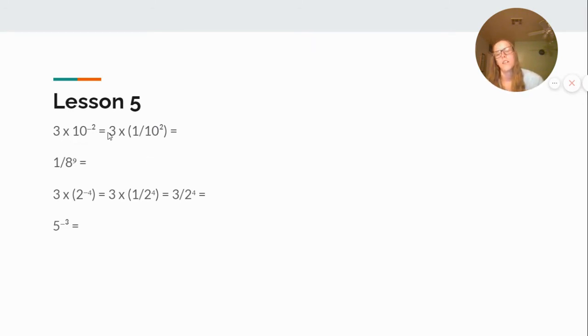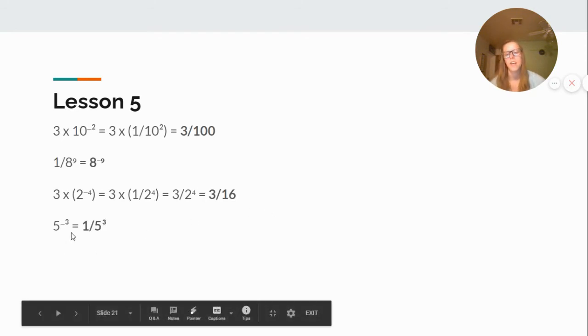Lesson 5, negative exponents. So then we have 3 times 1 over 10 to the 2nd, which we can simplify to being 3 over 100, because we just make it a not negative exponent by putting it under 1. So 1 over 10 to the 2nd. Here we're flipping, so 8 to the negative 9th. Here we have the same situation, 3 times 1 over 2 to the 4th, 3 times 3 over 2 to the 4th, which ends up being 3 to the 16th, and 1 over 5 to the 3rd.